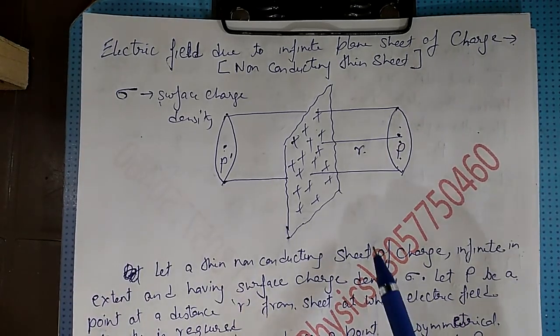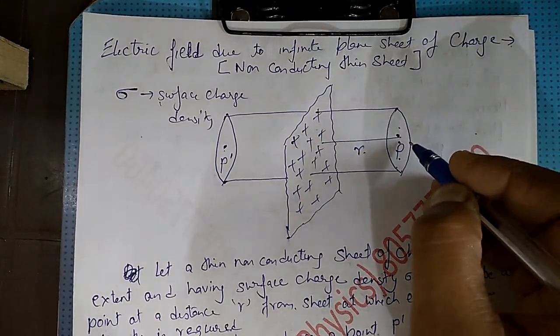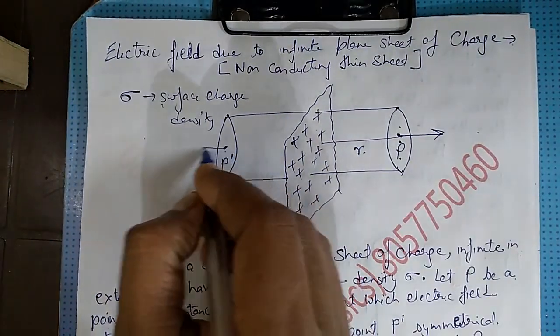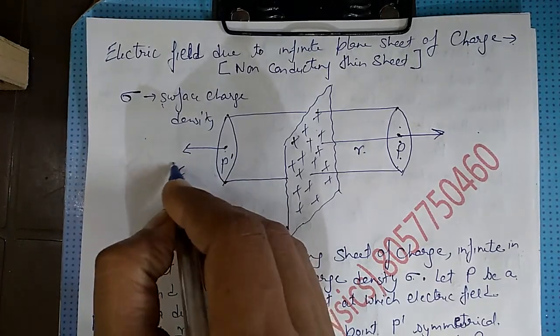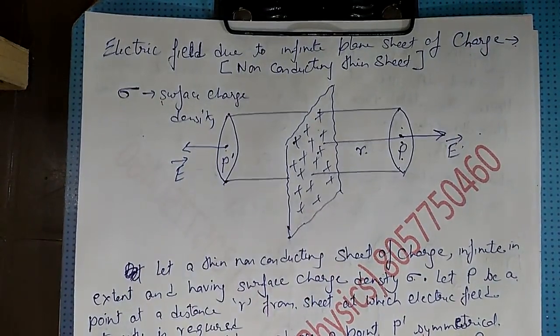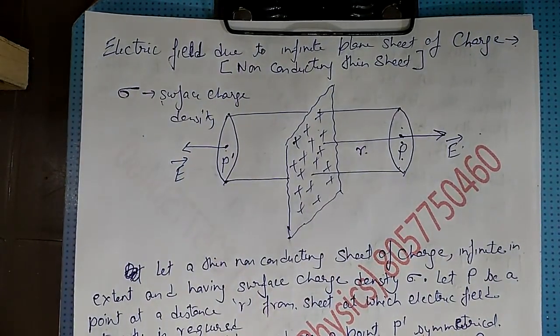So the direction of electric field is outwards. So for point P, electric field is towards right, and for point P dash, the electric field is towards left, in the directions as shown. Now next step is to imagine a small area dA.